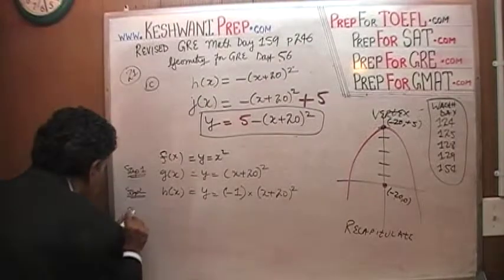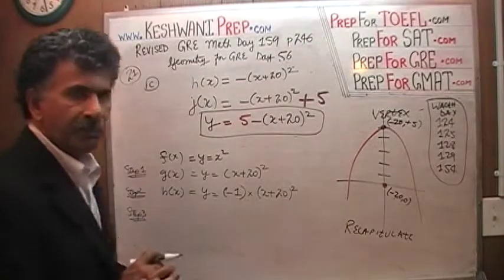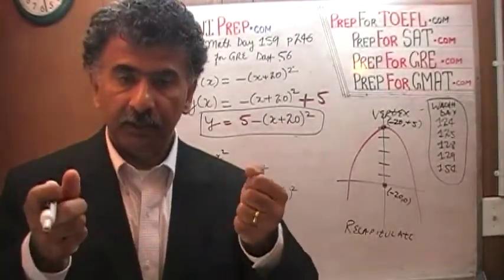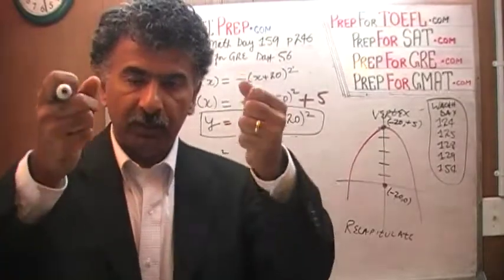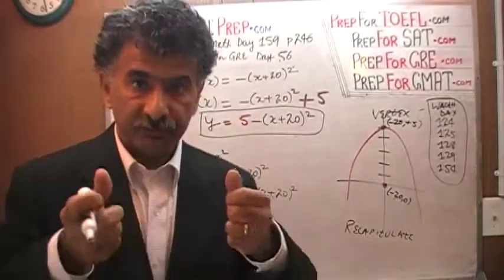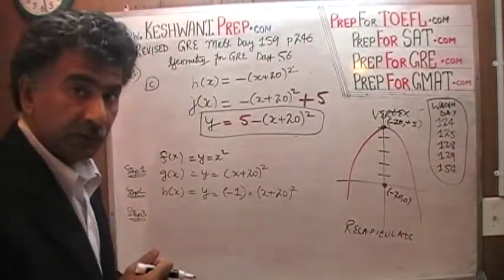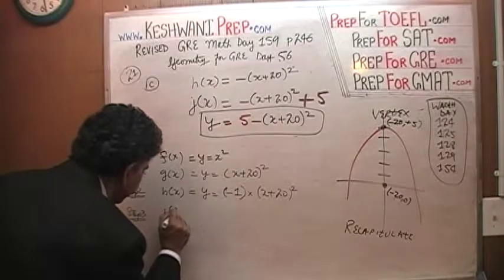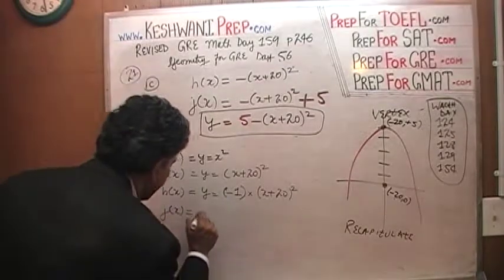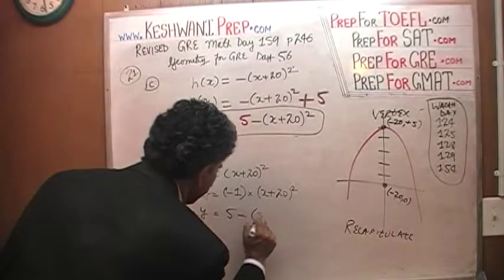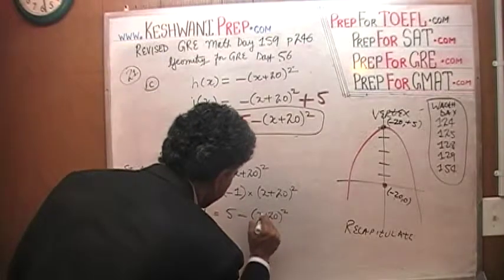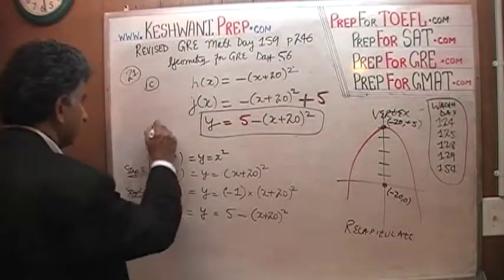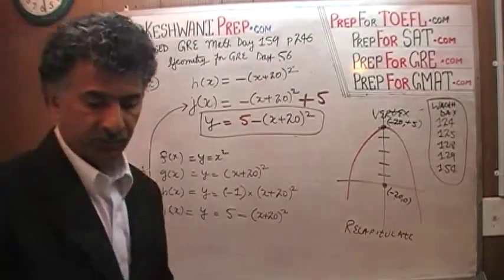Then we picked up this new function h of x, the one that is flipped over, and we shifted it up along the y-axis by 5 units. And we found that the new equation that we got was y equals 5 minus (x plus 20) squared. There we go. This is where we left our story yesterday. J of x, which is right here, is where we're going to pick up our story from.